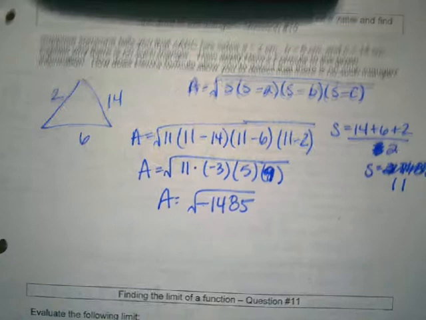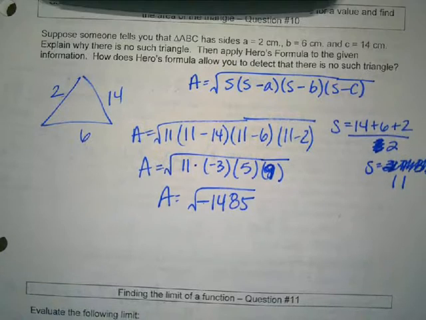This is more of a concept question. Suppose someone tells you that ABC has those sides. Explain why there's no such triangle. So you can explain several different ways. If I ask you to explain algebraically, then you need to show me by trying to find an angle using law of cosines or something and then show that it doesn't work.